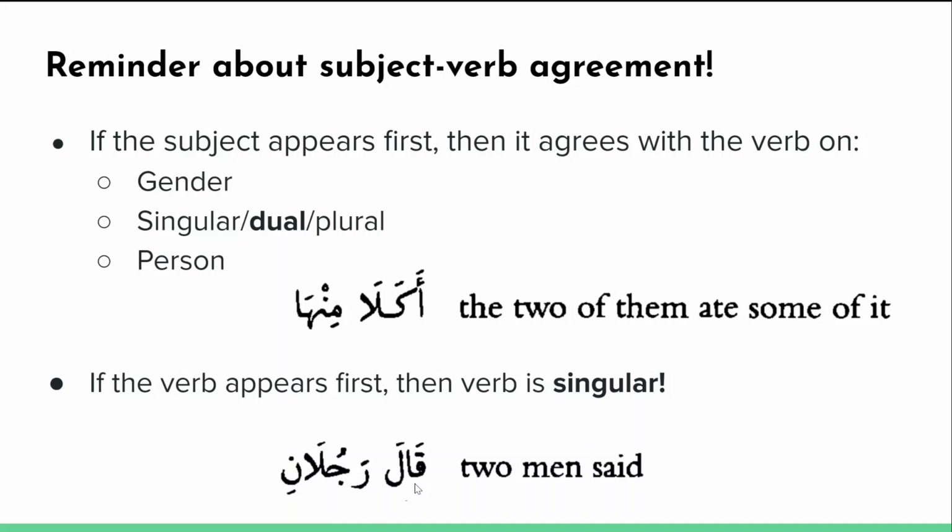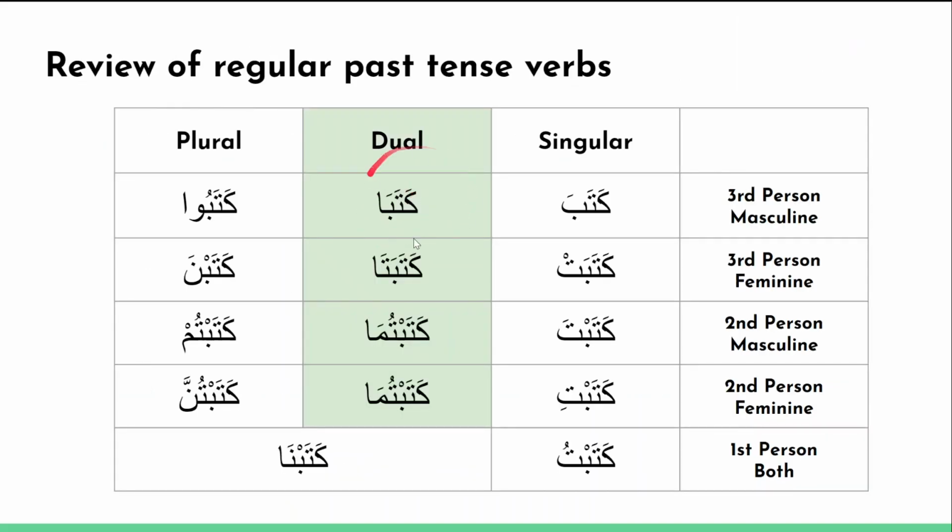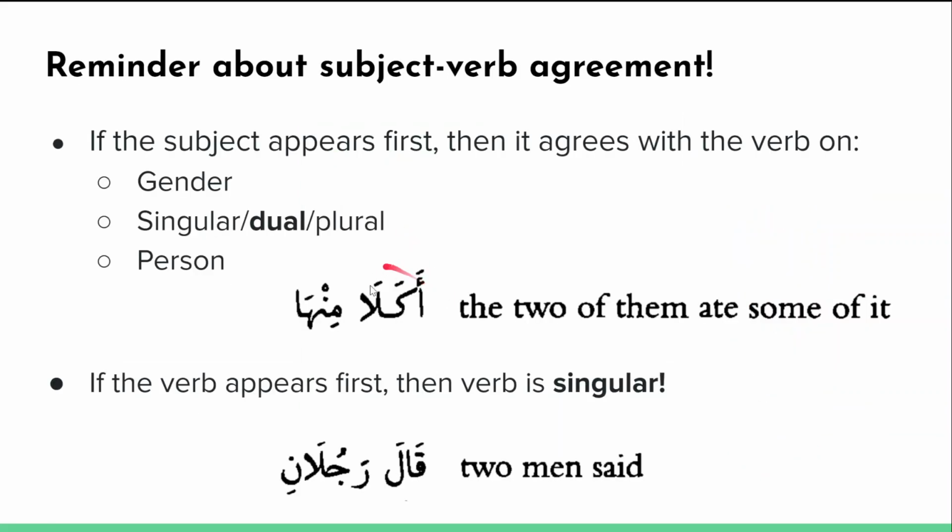An example here. So we have akala minhuma. The two of them ate some of it. Now here, you don't actually see the subject. It's kind of implied. I'm talking about those two men. Okay? So akala, you can see here, is in the third person, dual form, masculine form. So it's those two men ate some of it. Okay, so the subject appeared previously, so that's why we don't see it. But you'll see that the form of the verb is that dual third person masculine form.